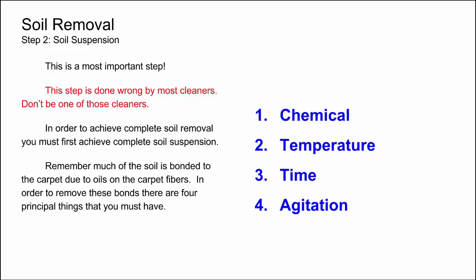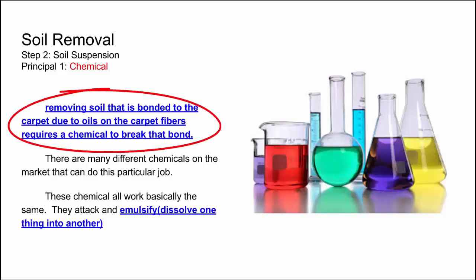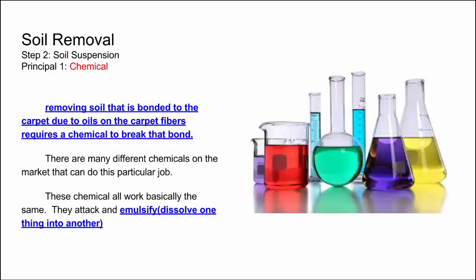You need to release them from the fiber and suspend them in the chemical or the detergent that you're using to remove them. So let's look at all 4 of these principles. Number 1, the chemical. Remember that removing soil that is bonded to the carpet due to oils on the carpet fibers requires a chemical to break that bond. It's not just going to happen with extracting with water.